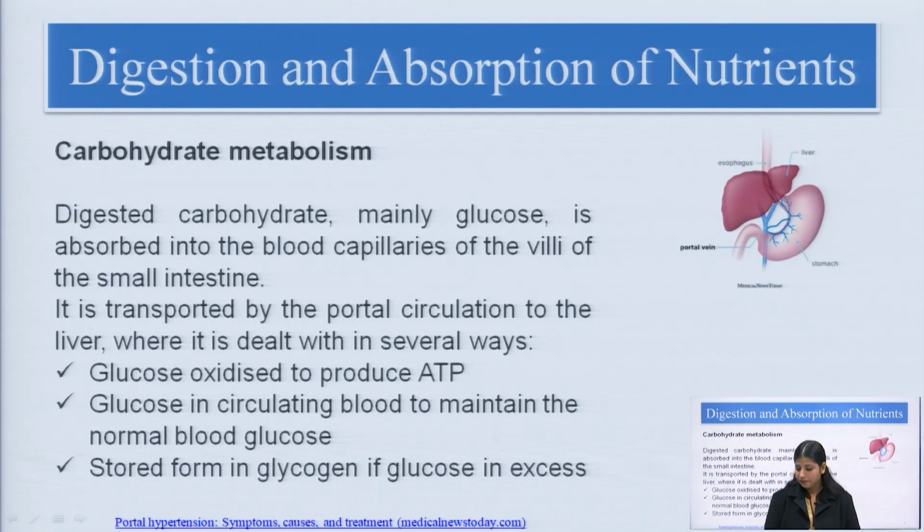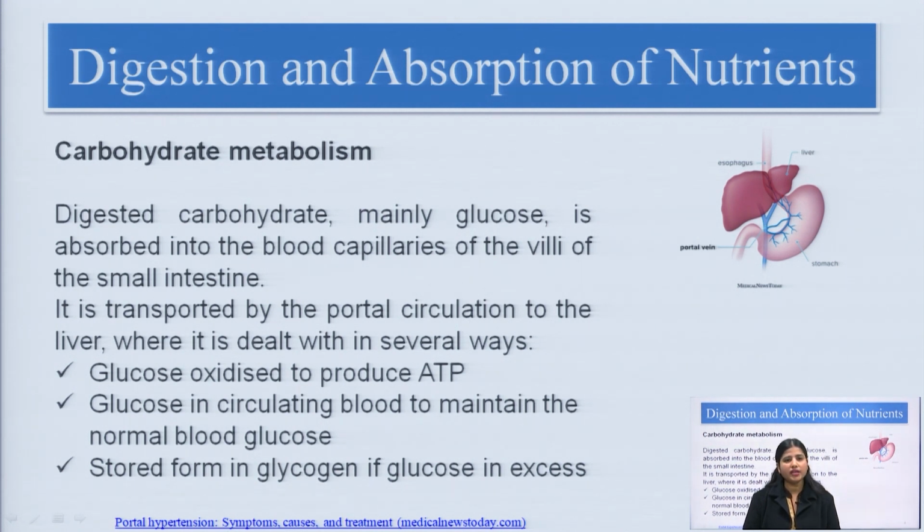Now, let us start with the carbohydrate metabolism. Digested carbohydrate, mainly glucose, is absorbed into the blood capillaries of the villi in the small intestine. What is the absorbed form of the carbohydrate? So, we get to know about the glucose. The glucose is the absorbed form, and how will it form?